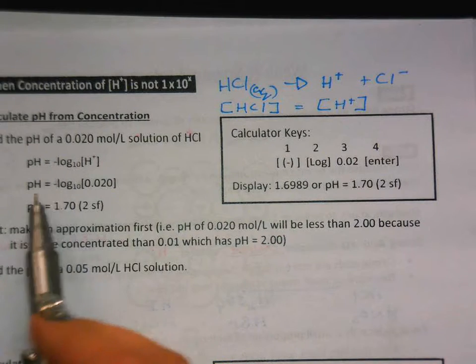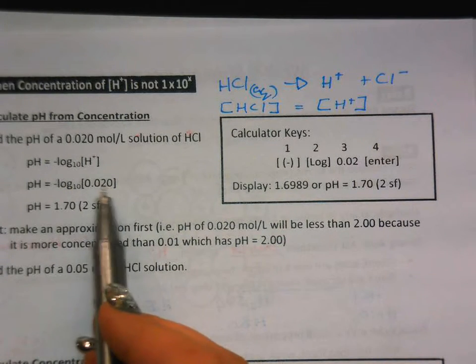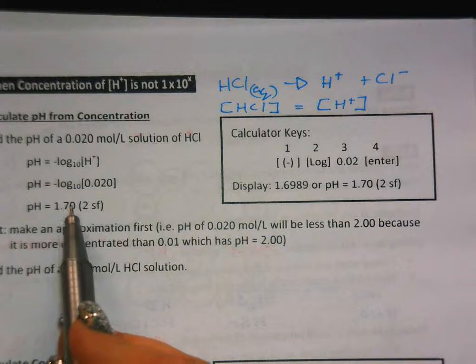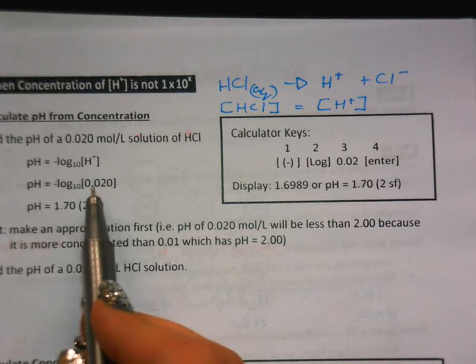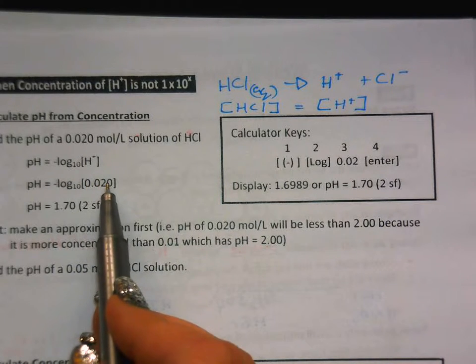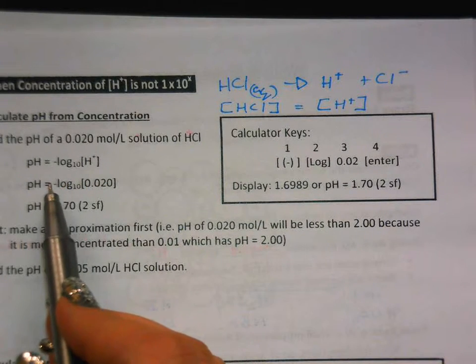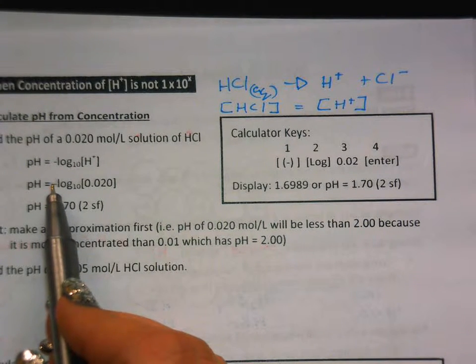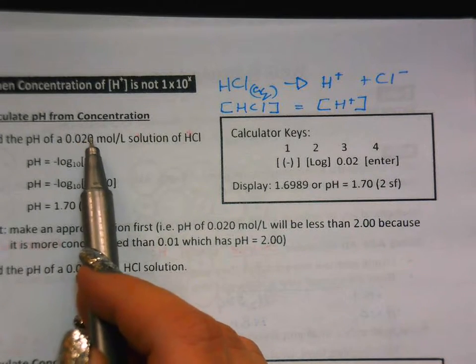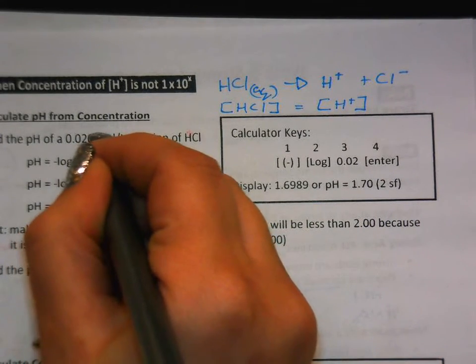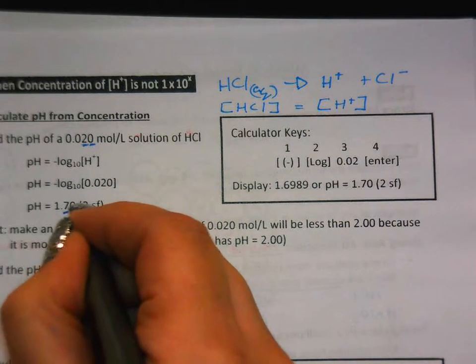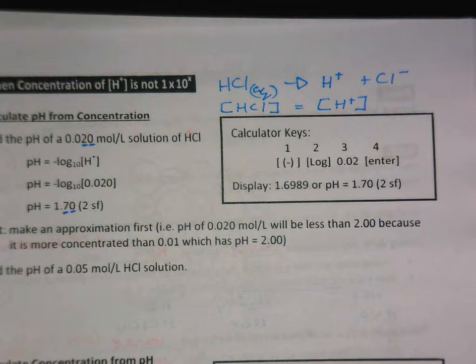On my calculator, I hit negative log 0.02, and I should get 1.7. Sometimes your calculator will want you to do this backwards. 0.02, then the log button, then hit the negative sign, which isn't always the same as the subtract sign on your calculator. When I take a look at this question, I see that I have 2 significant figures, 1 and 2. So my answer should have 2 significant figures, 1 and 2. Remember, according to the crazy pH rules, the first digit is not a significant figure.